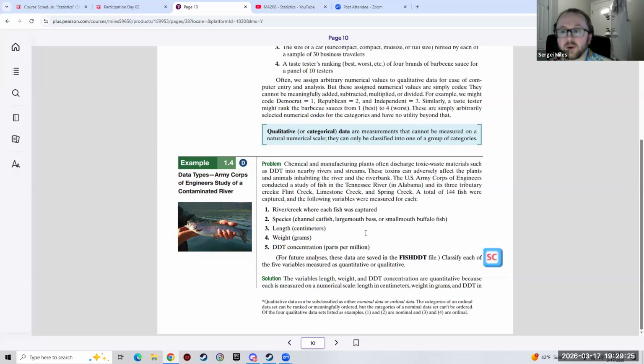The point here is that this is just a single statistical study where we have multiple variables being collected on the experimental units, on the things we're trying to study. And the variables are not necessarily all quantitative or all qualitative. We can have a mix of the types of variables we're talking about here.